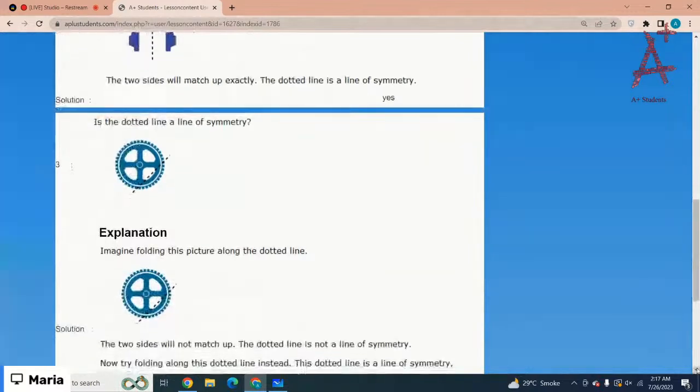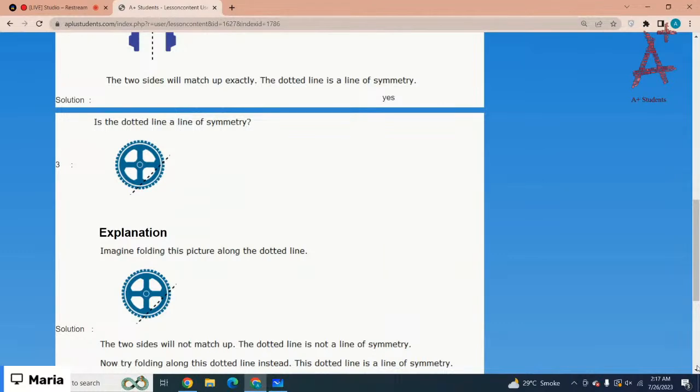Okay, the next one. Is the dotted line a line of symmetry? No. If you fold the shape along the dotted line, the two sides will not match up. That means the dotted line is not a line of symmetry. Got it?